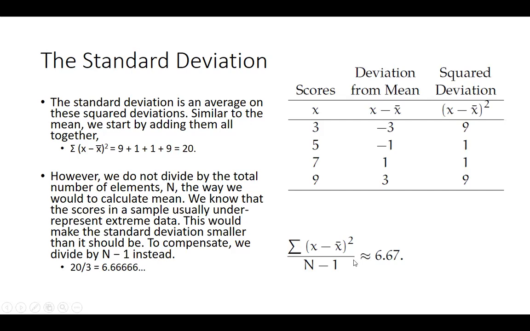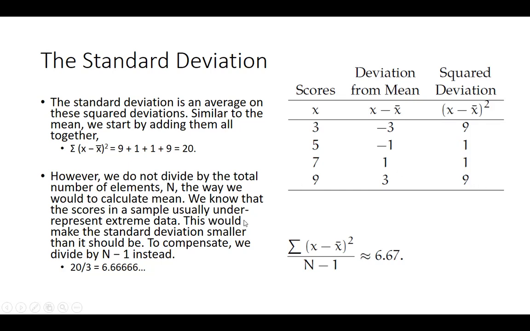The standard deviation is an average of these squared deviations. So similar to the mean, we start by adding them all together. The sum of our squares would be 9 plus 1 plus 1 plus 9, or 20.